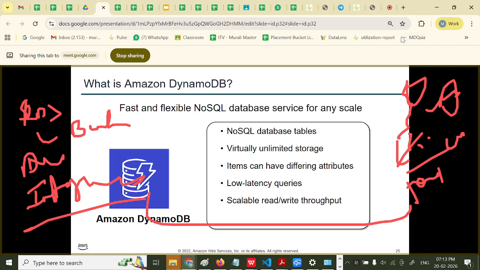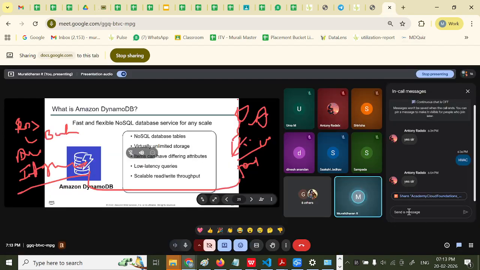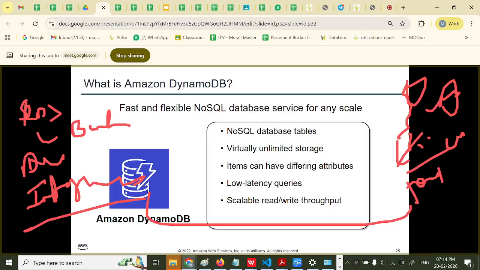Which one is faster? Is your banking application faster or is Instagram faster? Write the message in the chat box. Instagram is faster or bank application is faster? Instagram, sir. Instagram, correct. So NoSQL is always faster. So that's what we are mentioning here.